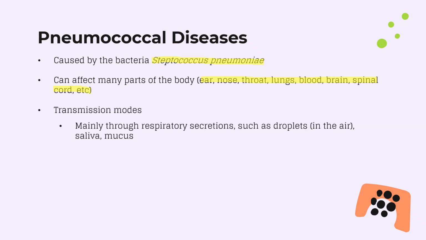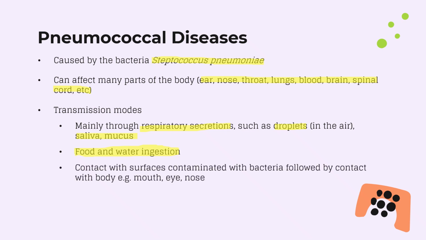The modes of transmission, mainly through respiratory secretions, okay, such as airborne transmission, saliva, mucus, pretty much the same as influenza. However, you can also contract pneumococcal diseases through food and water ingestion. Okay, when you eat something wrong or when you drink something that is not clean, you might get it. Alright, and this is the same as for flu, contact with surfaces contaminated with bacteria, followed by contact with body, which again I highlighted the mouth, the eye, and the nose.